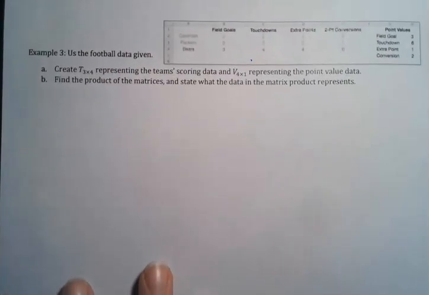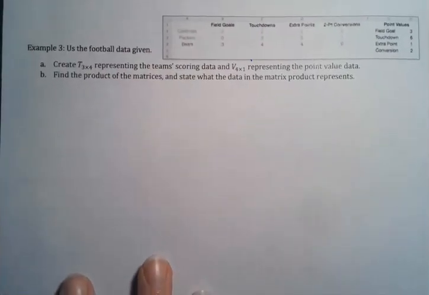All right, so let's look at example 3. It should say use, not us, use of the football data given. It's really hard to see that football data on my screen, so I've got the book with me. It's easier to see on your paper. So anyway, we want to create T, a 3 by 4 matrix representing the team's scoring data, and V, which is a 4 by 1, representing the point value data.